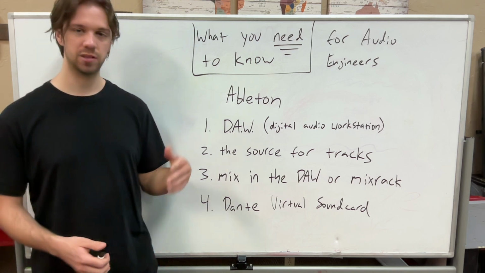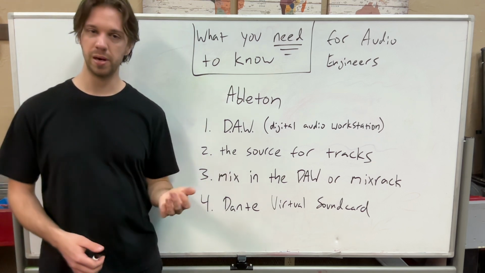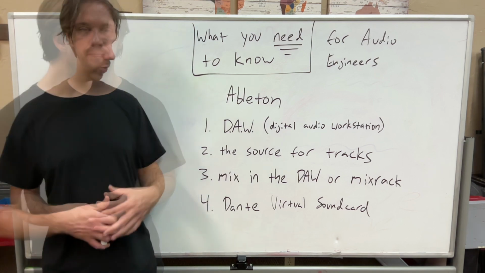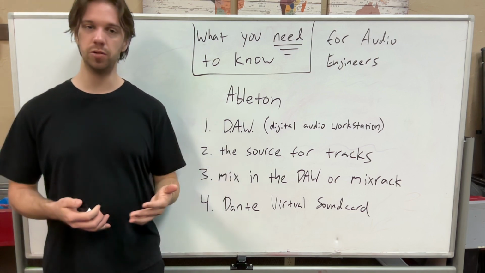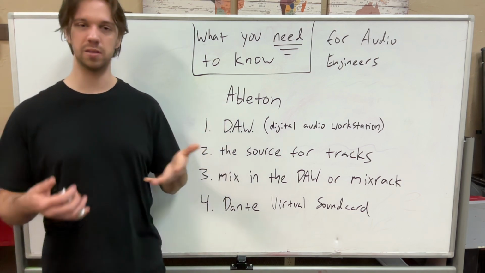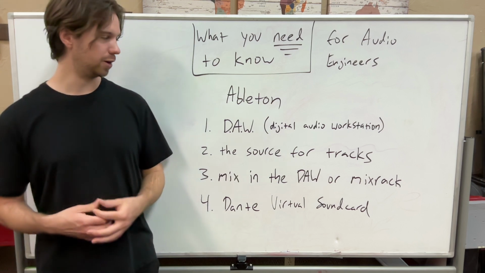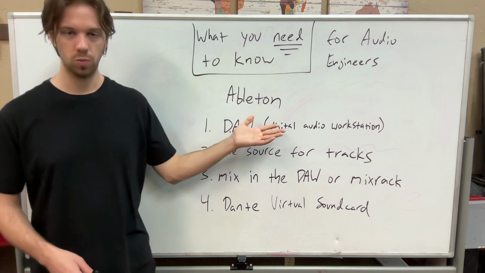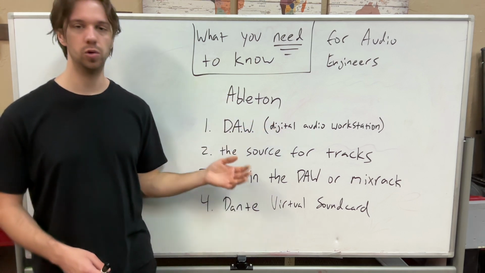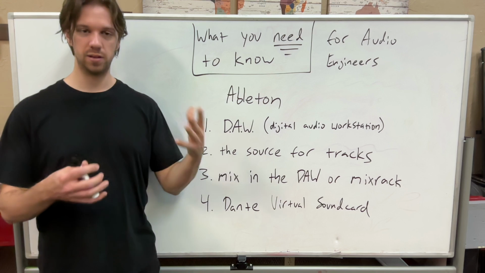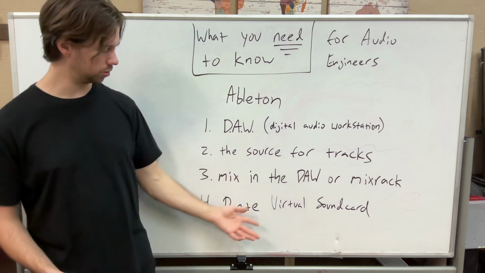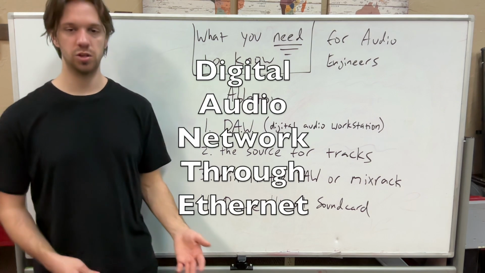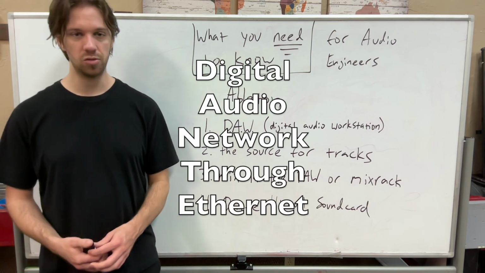And again, they can be mixed in the DAW, they can be pre-mixed by the supplier, or they can be mixed at the soundboard. How do we get the tracks from the computer, which is where Ableton is a program, in the digital realm? How do we get those to the soundboard and to come out of the speakers as audio? They go through Dante Virtual Sound Card. So Dante Virtual Sound Card, digital audio network through Ethernet.